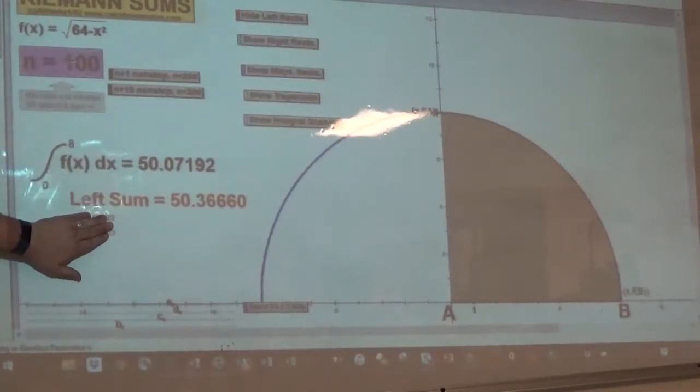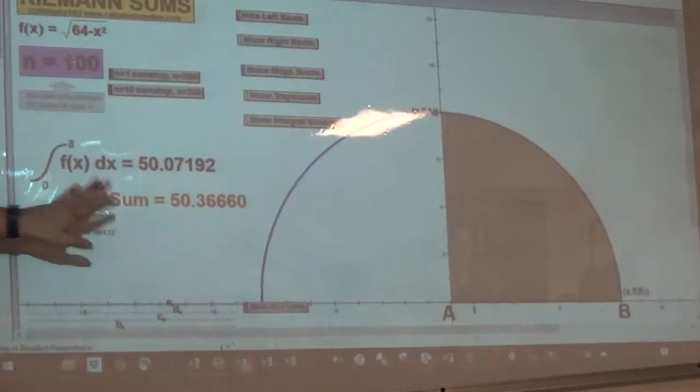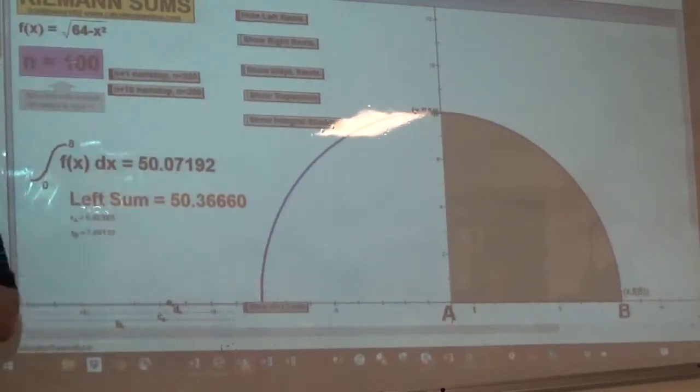Riemann did his work in the 1860s. There was no geometry sketchpad. There was nothing for him to look at. There was no tech. He did this without tech. 100 rectangles is good. I want better. How about 1,000 rectangles?